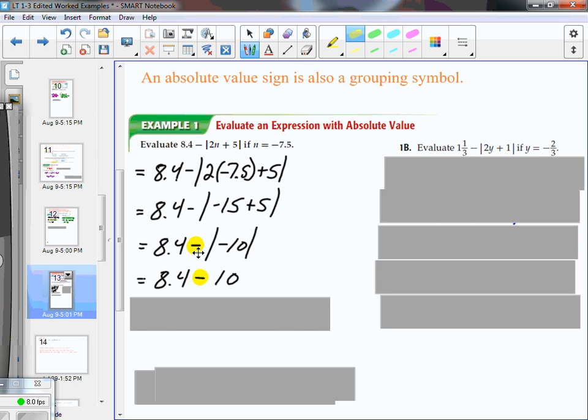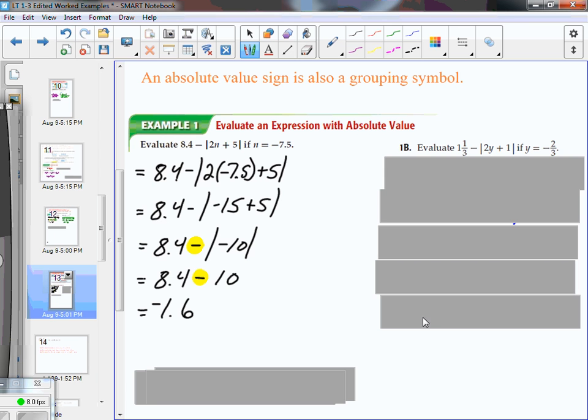Correct. Yeah. Once you simplify an absolute value, you'll never get a negative from that. So make sure you realize the reason that negative sign's there is because it was in the original problem. Okay? And then 8.4 minus 10, I left off a negative sign, didn't I? Is -1.6. All right, we still good?